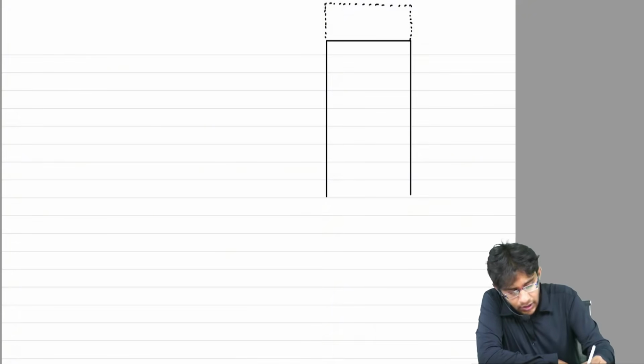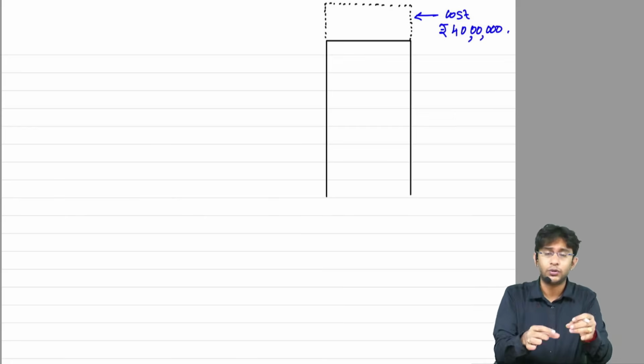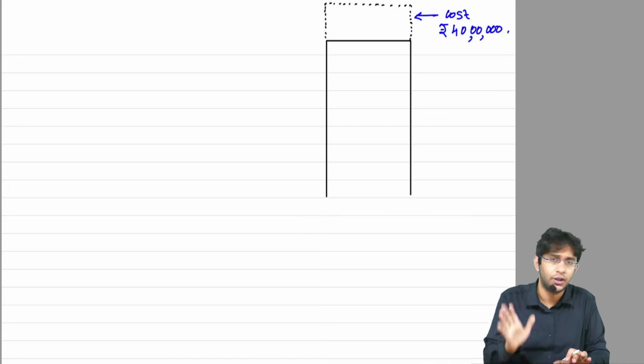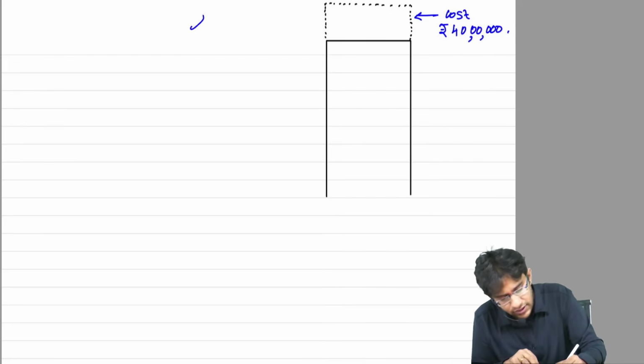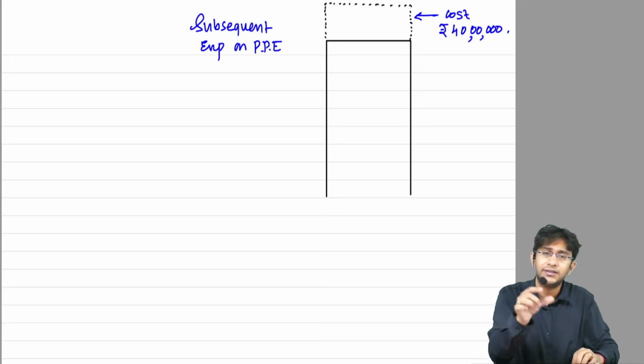Now, the cost of this, whatever I'm incurring, let's say some 40 lakh rupees, should I add it to the cost of the existing building, or should I book it as an expenditure in the P&L account? That's the discussion. So this is called the concept of subsequent expenditure on PP.